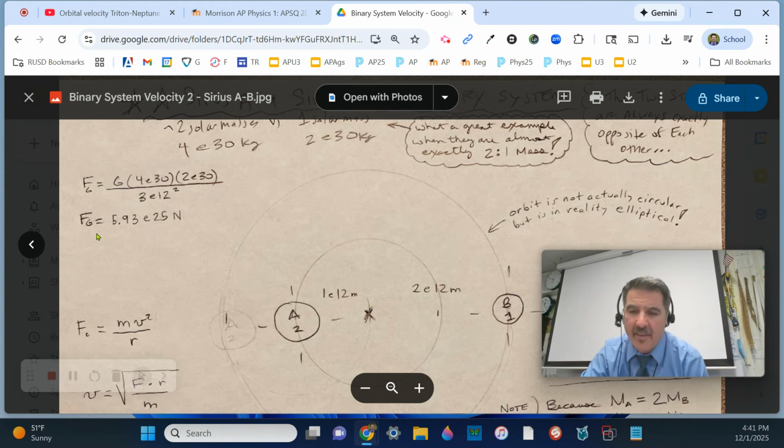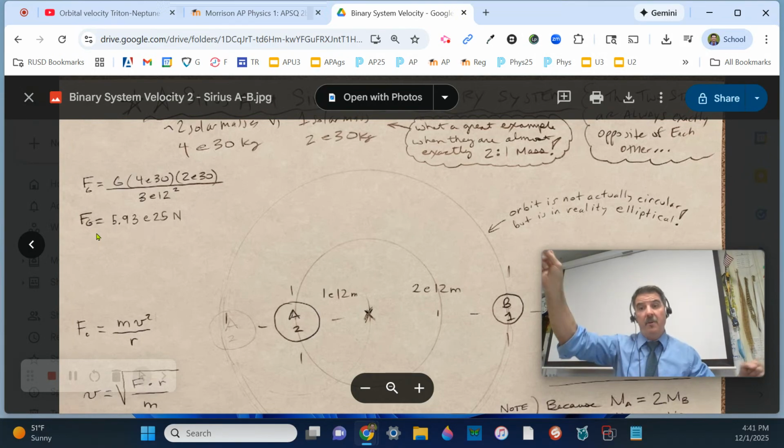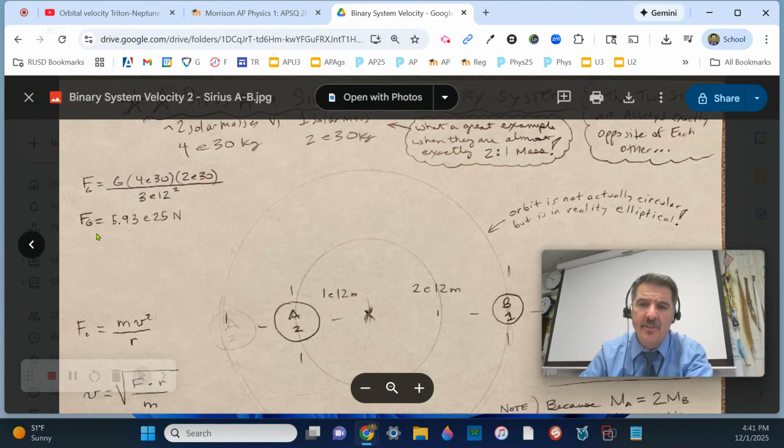So now we solve that. That's actually the average force between them as they go through their orbit. That's the average distance as they go through their orbit around each other. It's an ellipse, so sometimes they're farther, sometimes they're closer. That's the average distance. I've got mine in a circle, so I'm just using the average.